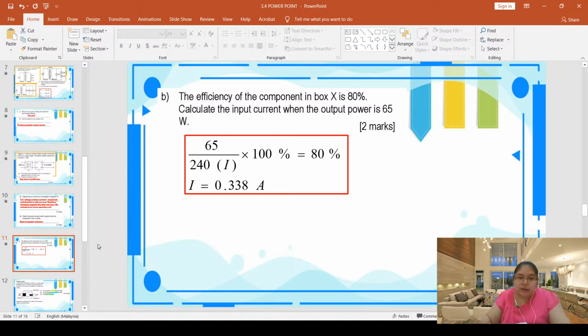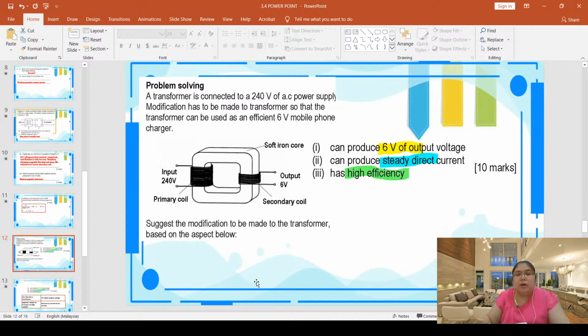Okay, then we go to the last one. There's a problem solving 10 marks question. Let's see this 10 marks question. 240 input, AC power supply. A modification has been made to the transformer so that it can be used and the output is 6 volt. Can you see 240 converted to 6 volt? So that means we need to use what transformer? Sure, a step down.